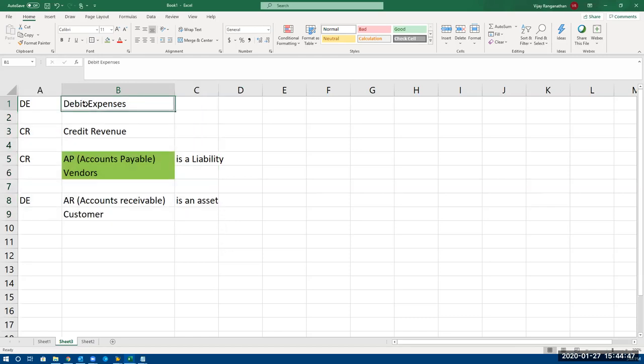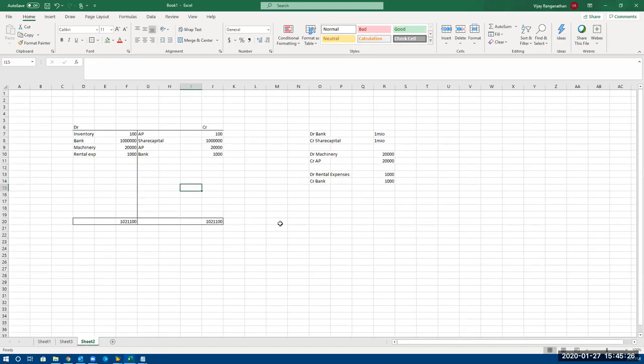So here, debit all the expenses. D stands for debit expenses. CR stands for credit the revenue. And then, like I said, vendor is credit. If vendor is credit, the opposite of vendor is customer, that is a debit. Having said that, accounts payable is a vendor which you credit. That means all the liabilities are also credit, which is what we did here. The share capital is always credit because it's a liability.